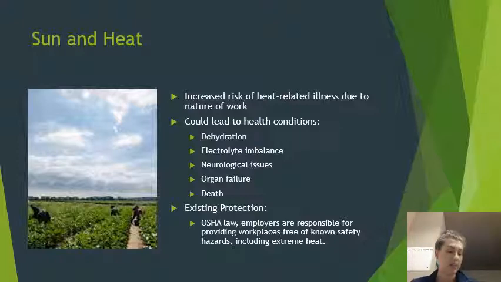Although there are some laws to protect employees from the dangers of sun and heat, some studies have actually shown that agricultural workers have shown signs of heat illness and have little access to regular breaks. So my question would really be how this law is being enforced at these rural farms to make sure that our agricultural workers are getting the breaks and the water that they need to stay healthy.